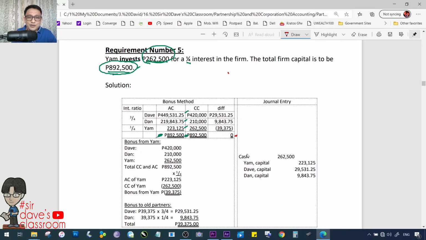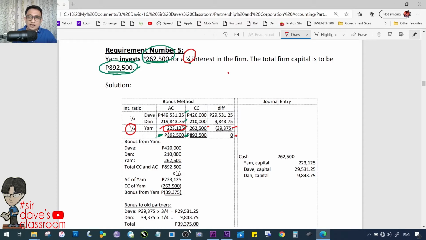Alright? Next procedure, 892,500 times, ilan ba gusto niya? 1/4. So, 1/4. 892,500 times 1/4, 223,125. Okay? 223,125 less 262,500. Take note of our sequencing, class. 39,375. Aba, this time siya yung nasakan. Biruin mo. 262,500 ang binigay mo. Ang binigay lang sa'yo, 223,125. Lesser amount. Masakit, sabi niya.